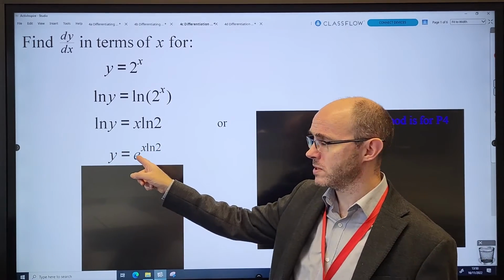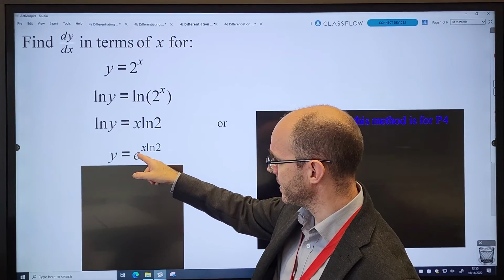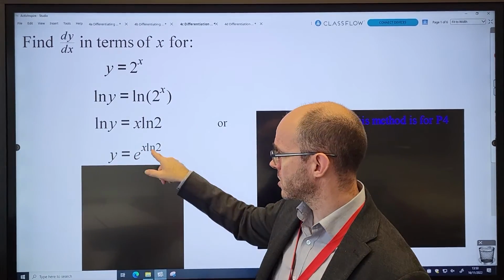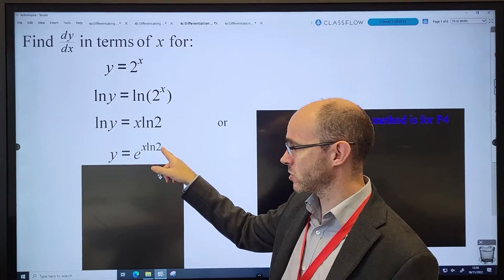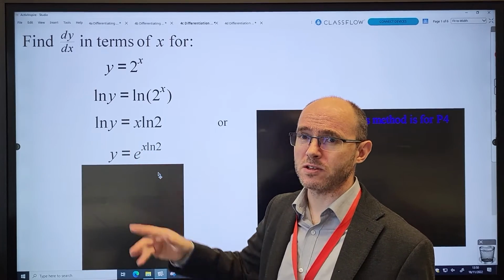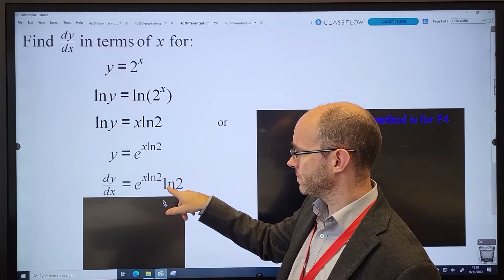Now we use the chain rule to differentiate that. So dy/dx equals e^(x ln 2), multiplied by the derivative of the power, which is just ln 2. Remember, ln 2 is just a number. So you've got a number times x, so the derivative is just a number. So it's going to be e^(x ln 2) times ln 2.